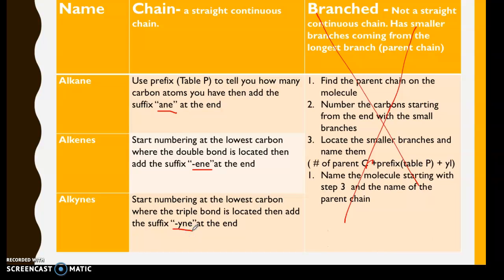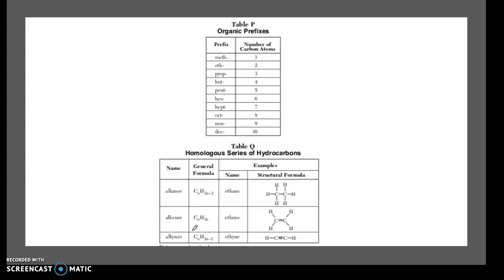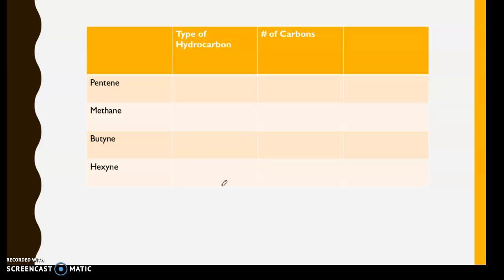The best way to practice is to go backwards, so that's what we're going to do. Here we have Table P and Table Q once again. Table P tells you what our prefix is and the number of carbons we have, and then Table Q will tell us what type of hydrocarbon we have.